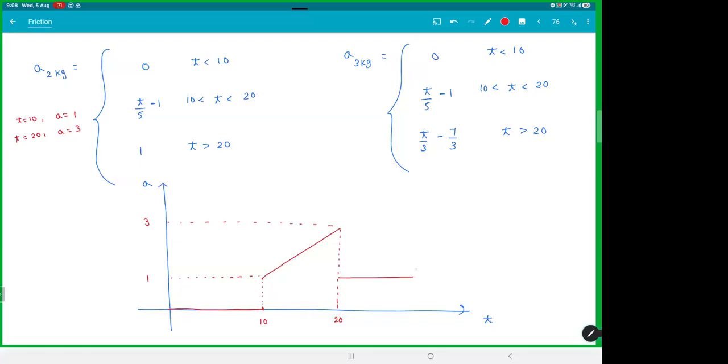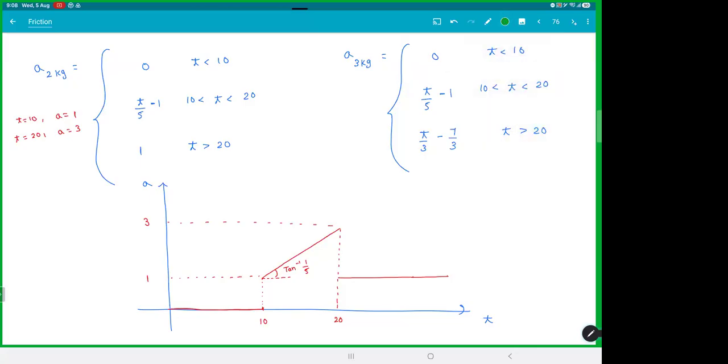Check. And this angle will be tan inverse 1 by 5. This is the acceleration of the 2 kg block. It is 0 for 10 seconds, then it will increase from 1 to 3. So there is a jump, it's a discontinuity. And then suddenly it drops back to 1 and then becomes constant.